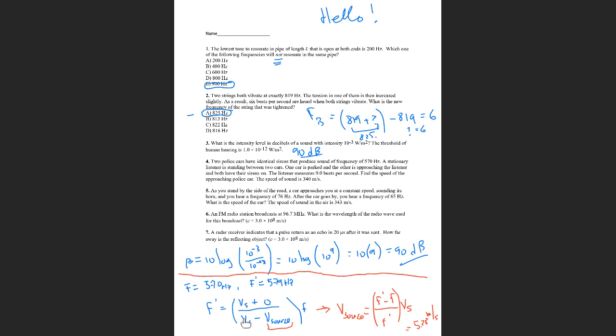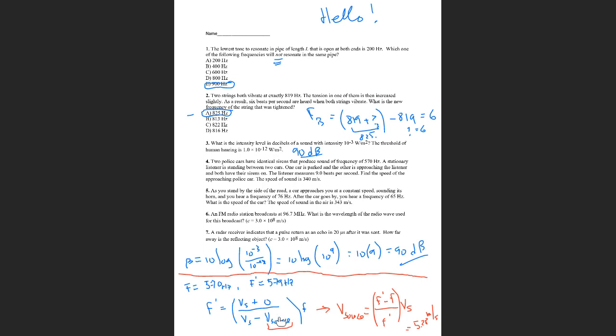Since the source and the observer are moving towards each other, we use the upper signs, so plus in the numerator, minus in the denominator. And what would go here is the speed of the observer. Problem says the observer is just standing there, so put a 0 there. And then here's the speed of the source, the car, the speed of the car moving towards the observer. So having set up the Doppler formula like this, we can then solve for V source.